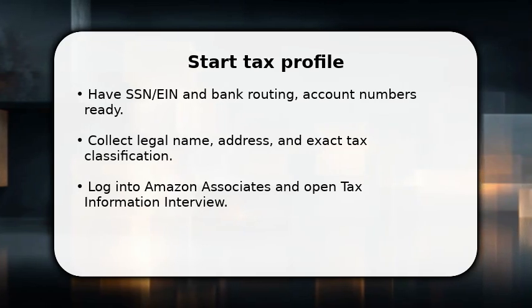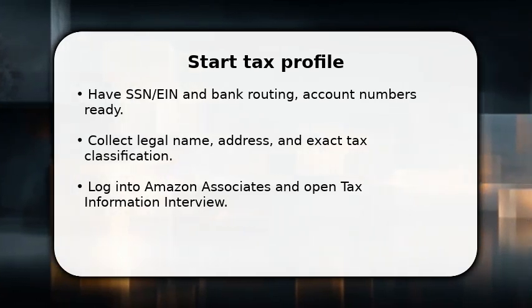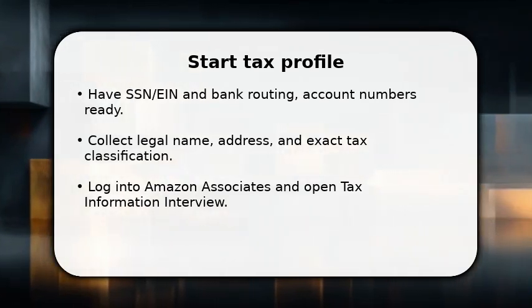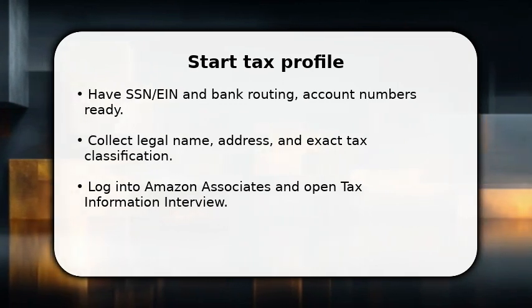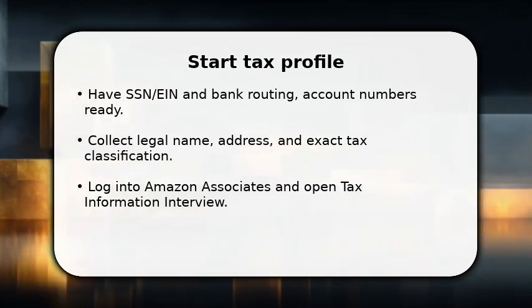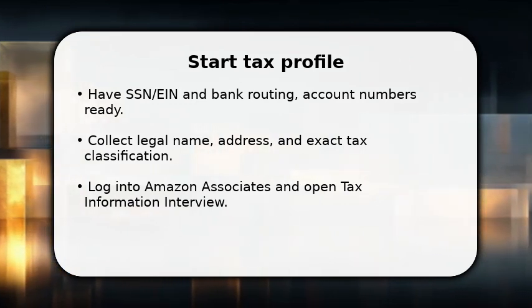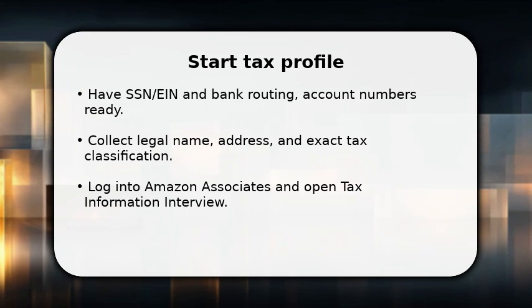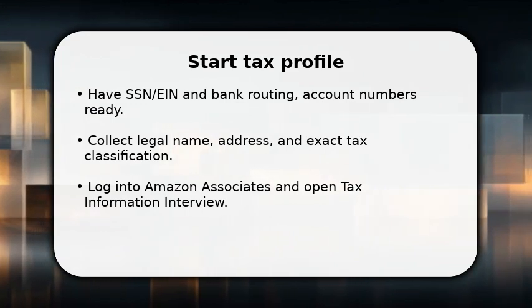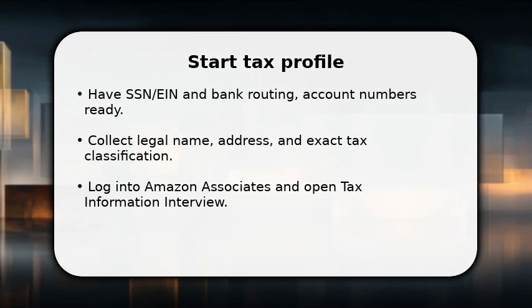Enjoy the video. You begin by opening the Amazon Associates dashboard and launching the tax information interview right away. Enter your legal name and exact tax classification so Amazon can match your identity. This prevents delays when payments start. Provide your SSN or EIN carefully. One wrong digit forces corrections later.